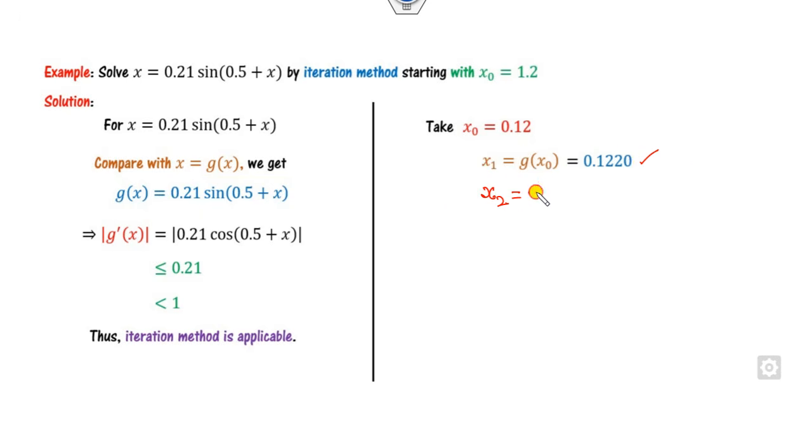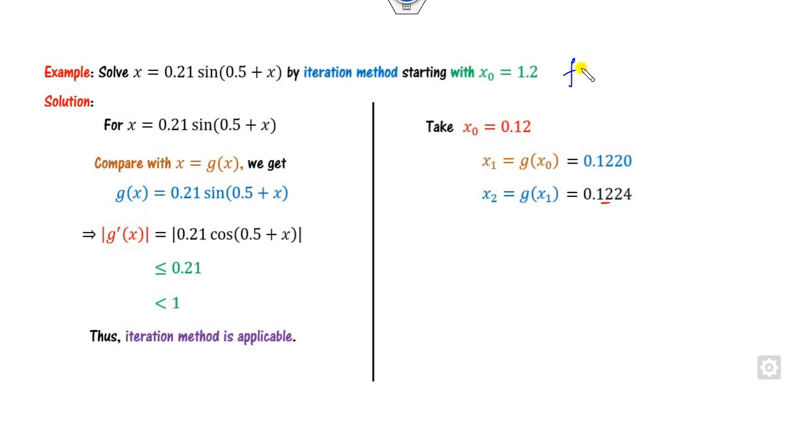Now you can find the value of x2, which is g(x1). I can substitute this value here, and then you can find this value. Now it clearly shows only 2 decimal places. Now how many decimal places do you need?